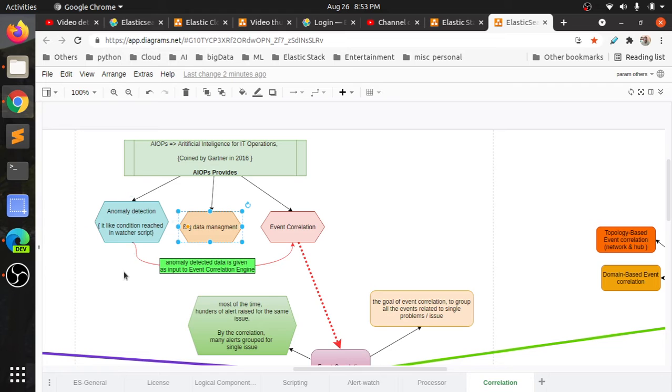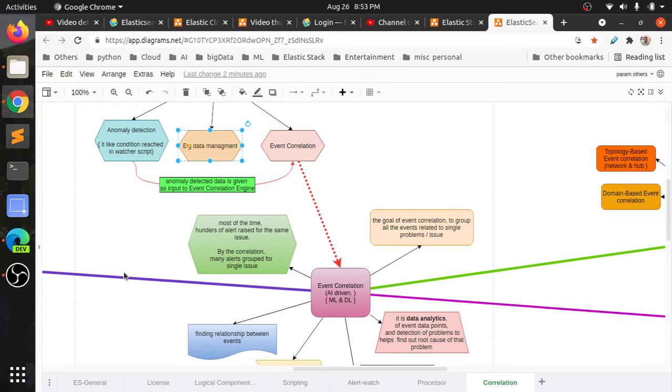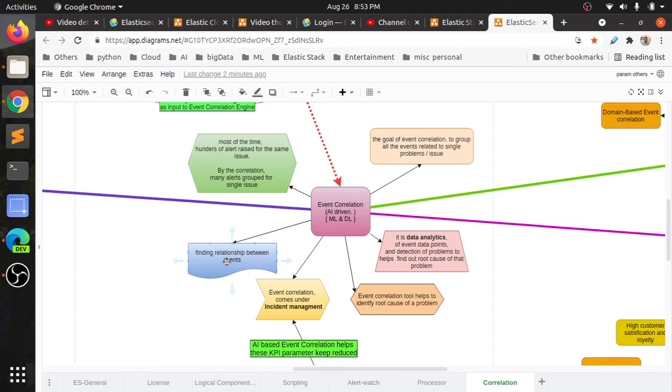Anomaly detection means some unusual condition, or new kinds of records or new situations. That is what anomaly detection is. Usually anomaly detection can be done by machine learning. I am not talking about any particular tools. As I said, it is about finding the relationship between the events. Data analytics makes it easy to understand or identify the root cause of the problems.